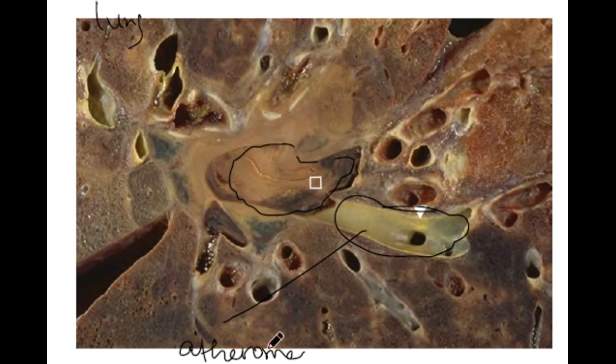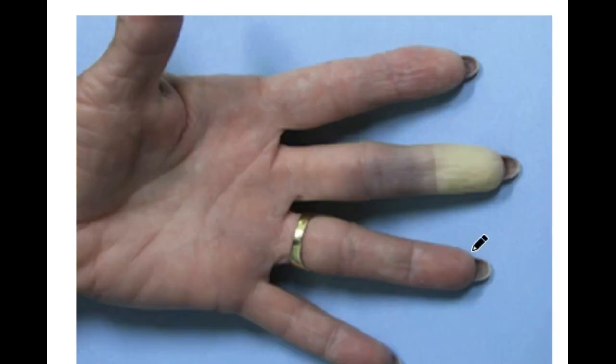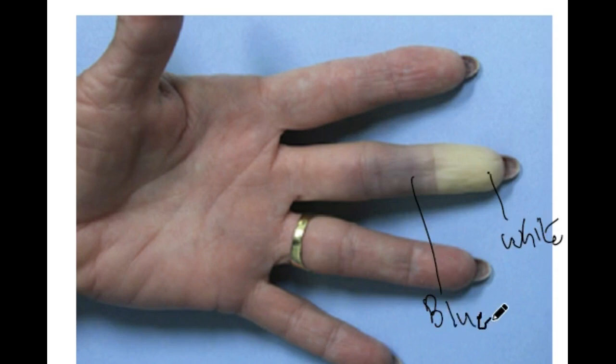Right, next, this is the picture where you can see the hand, and here you can see this is the Raynaud phenomenon. Here you can see white changes distally, and in the middle we can see blue changes, and here you can see a little red changes. Okay, so this red, blue and white changes is seen in Raynaud phenomenon.